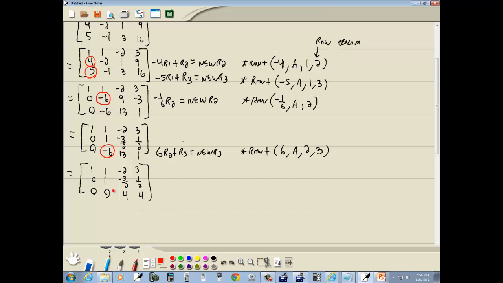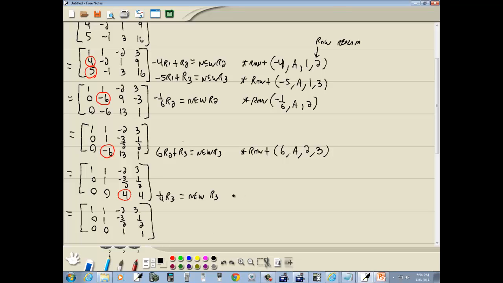Well, working our way down. Next one, I'm working this diagonal. I want to get a 1 here. Well, I'm going to take 1/4 times row 3, and that's going to give us our new row 3. 1, 1, negative 2, 3, 0, 1, negative 3 halves, 1 half. 1/4 times 0 is 0. 1/4 times 0 is 0. 1/4 times 4 is 1. 1/4 times 4 is 1.